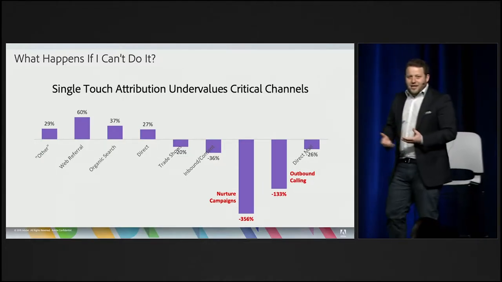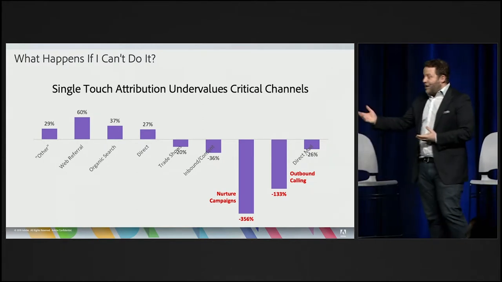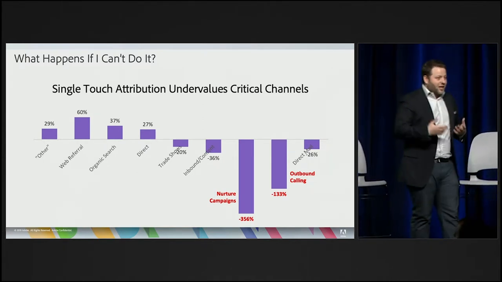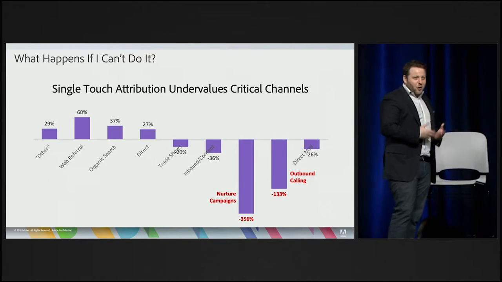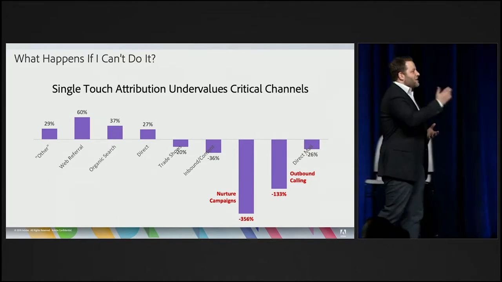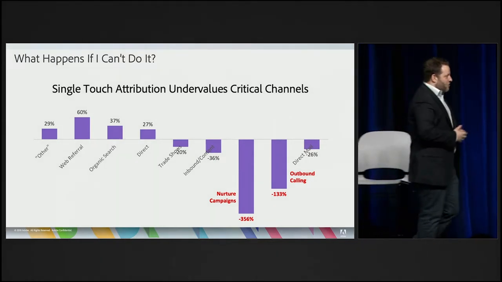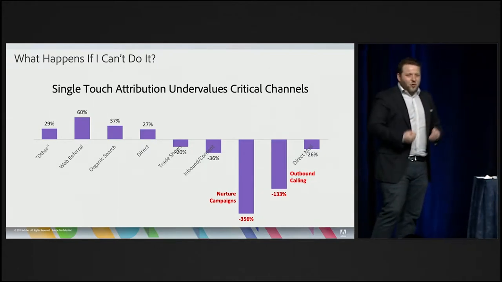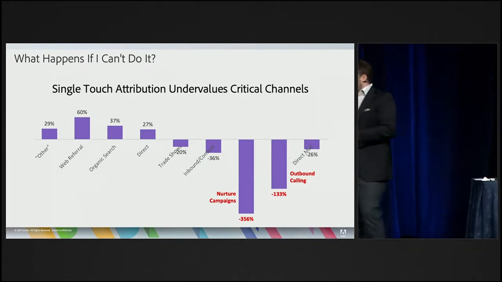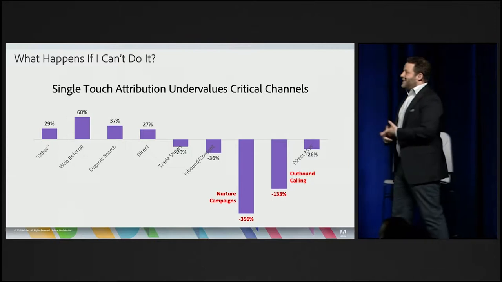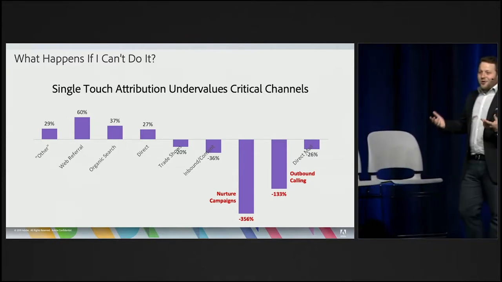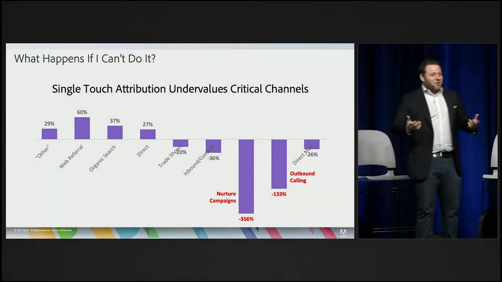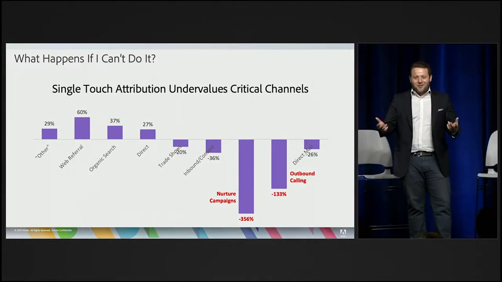And what we found when we compared these two different kinds of models is the things that marketers are actually having direct impacts on, things like nurture campaigns, which got 356% less credit. I bet a lot of people in the room are here responsible for nurture campaigns. Things like outbound calling got 133% less credit. All the things that we have that direct impact on got less credit. And what got more credit were things like direct, web referral, the always dreaded other bucket. Who likes reporting on the other bucket? Is anyone going to raise their hand for that?